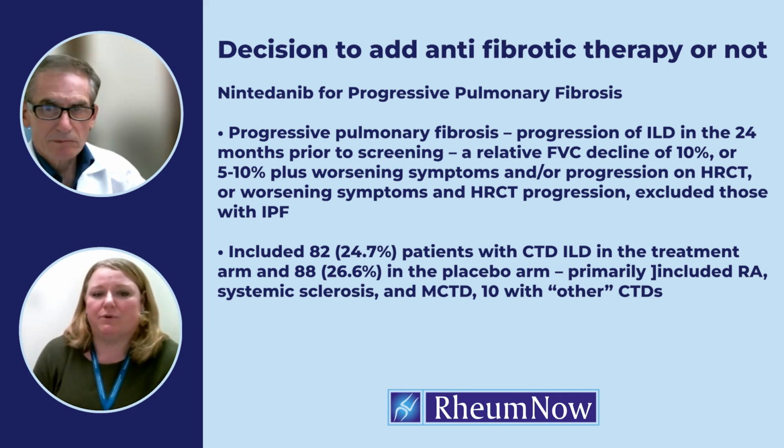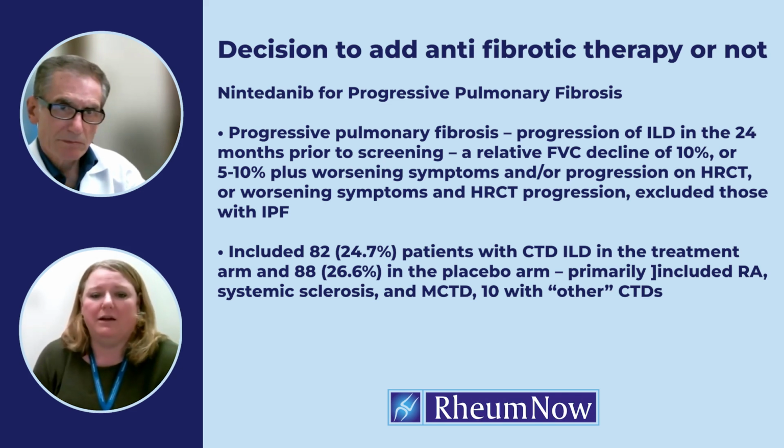Now, just importantly to review the diagnosis of progressive pulmonary fibrosis, that meant that in the 24 months prior to enrolling in the trial, patients either had to have a relative decline in their forced vital capacity of 10%, or they could have had a 5 to 10% decline plus worsening symptoms or progression on high-resolution CT scan, or they could have had worsening symptoms and HRCT scan progression. Notably, this trial excluded patients with idiopathic pulmonary fibrosis because they had already been included in prior trials which showed a benefit of this medication.